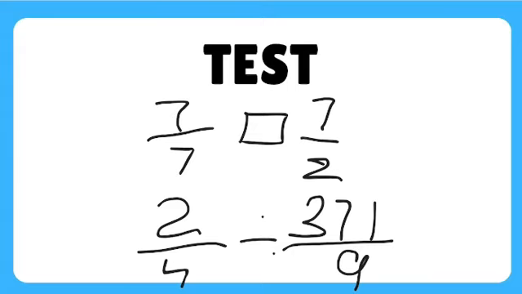So your first question in your test, 7 over 7, is it equal to or not equal to 7 over 2? And the second question, 2 over 4 divided by 371 over 9. You know the drill. Comment down your answers and I'll give you feedback.